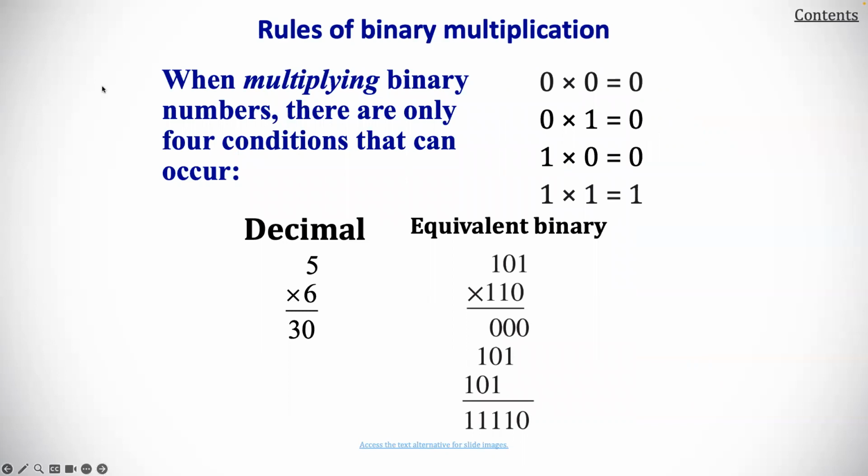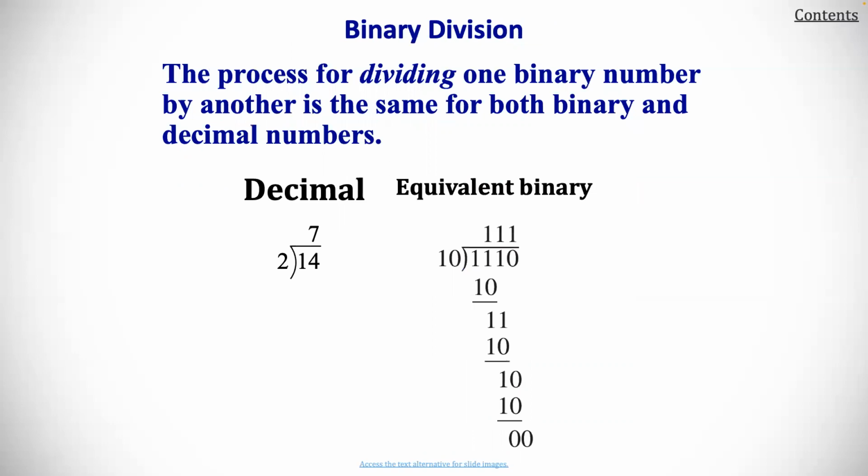The rules for binary multiplication: when multiplying binary numbers, there are only 4 conditions that can occur. And so here we see those examples. There's only one case when you get a 1 out. That's when both of them are 1. This would be an example of a logic gate AND, which we'll be getting to in a couple of chapters, so you can be thinking about that.